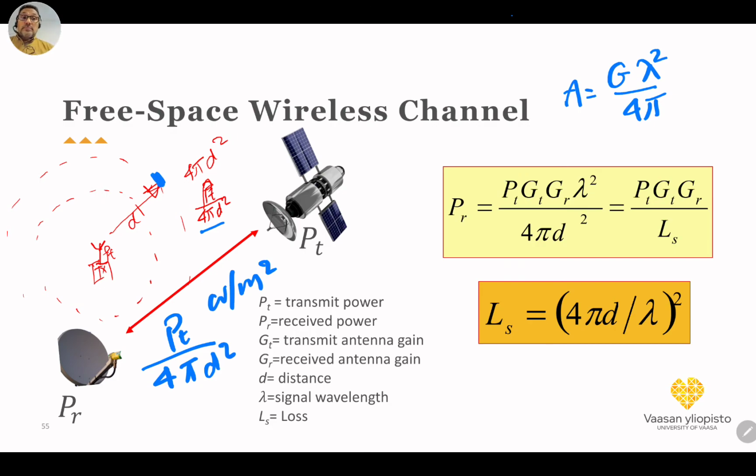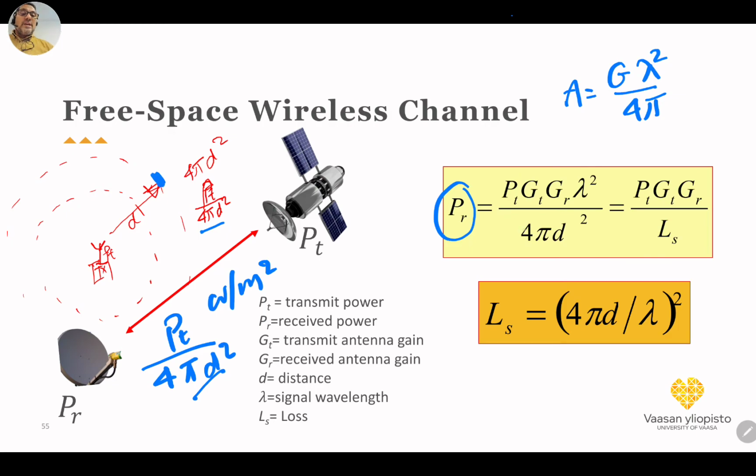If you multiply this effective area by this power density, you will get the received power. So the received power is the transmitted power times the transmitter antenna gain. If your antenna is not isotropic, so it has some directivity, you should use G_t. If it is isotropic, use 1, multiplied by the gain of the receiver antenna multiplied by lambda squared.